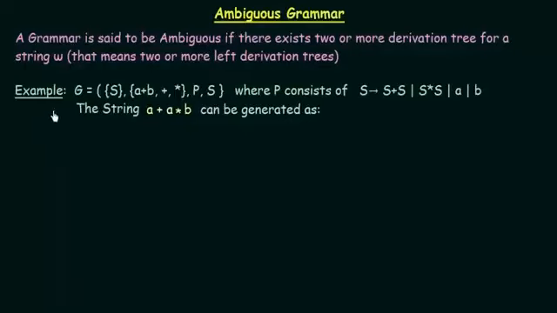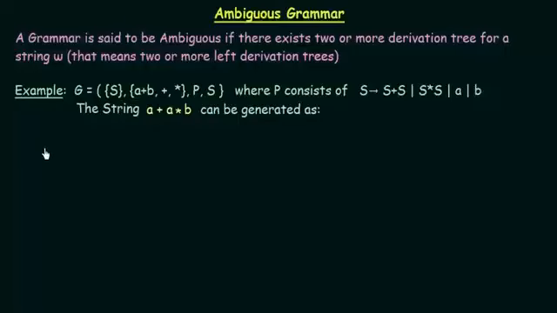Here we have an example. We have a grammar G which is given like this. It has S as a non-terminal symbol or the variable, and it has terminal symbols a, plus, b, and the multiplication sign, and we have P as the production rules and S is the start symbol. The production rules are: S gives S plus S, S gives S into S, S gives a, and S gives b. Now we want to generate the string a plus a into b.